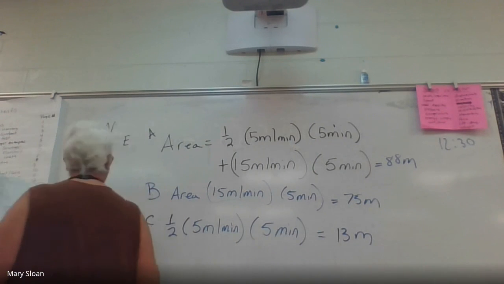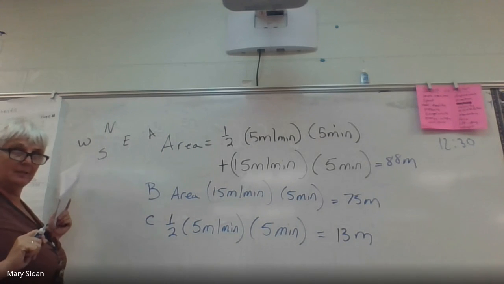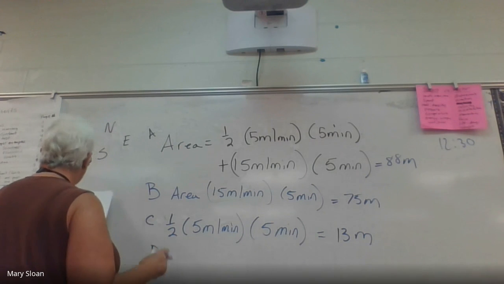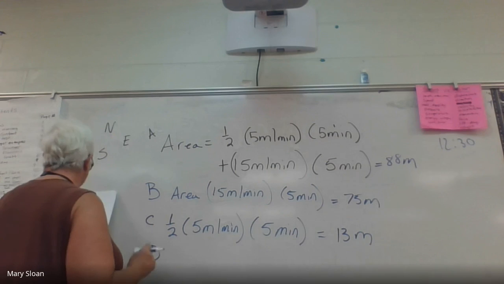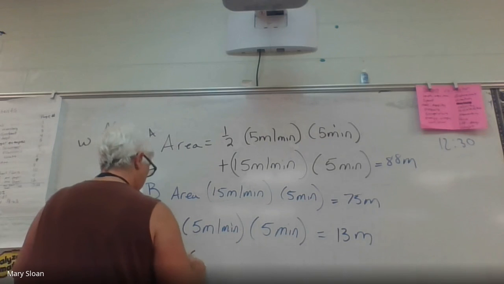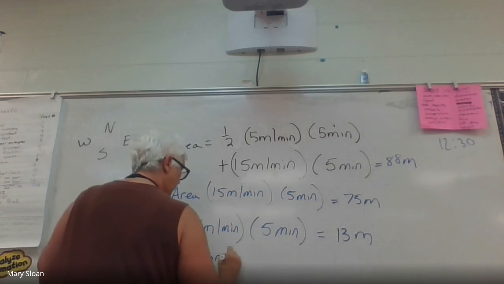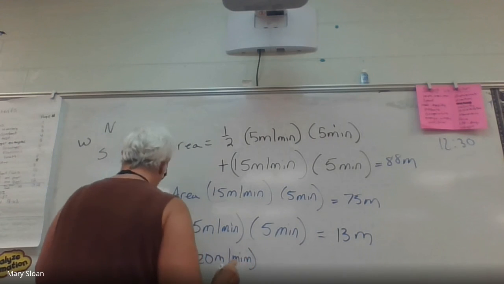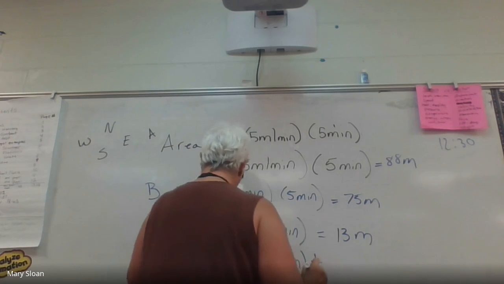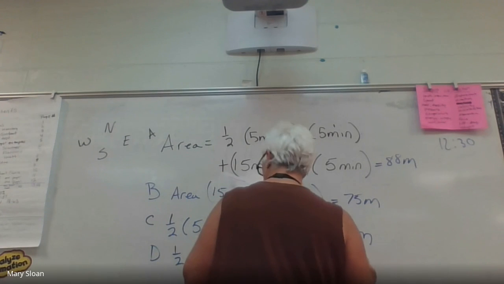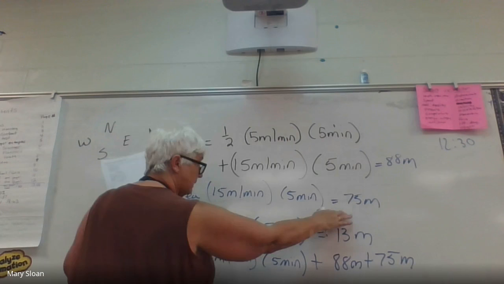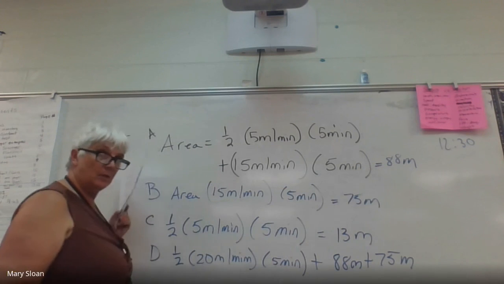Okay, let's do D because this is just like A, right? Right, Robert? So D says from 0 to 25 minutes. A long period of time, isn't it? 1/2 of 20 meters per minute times 5 minutes plus 88 plus 75. We're taking this number and this number. Do you see where I got those numbers from?